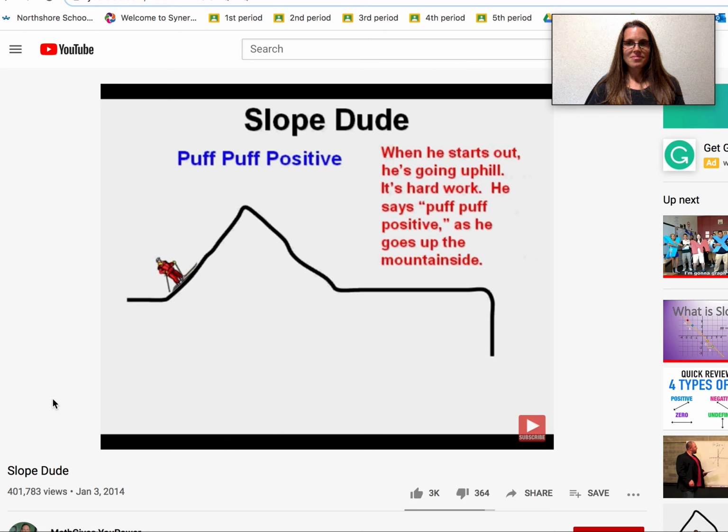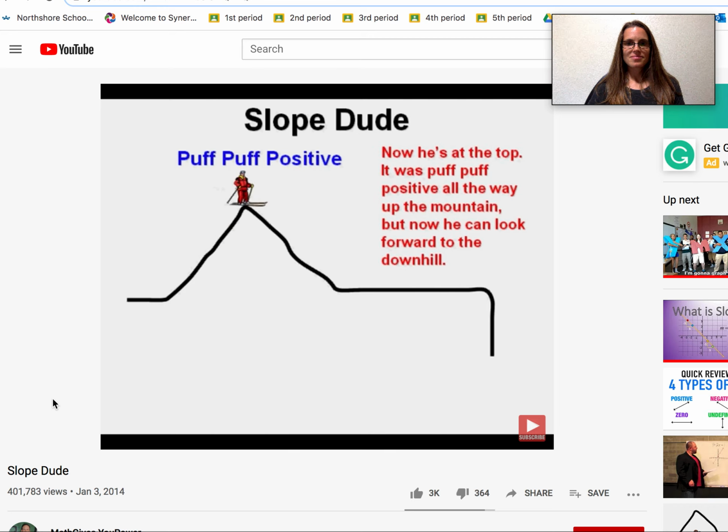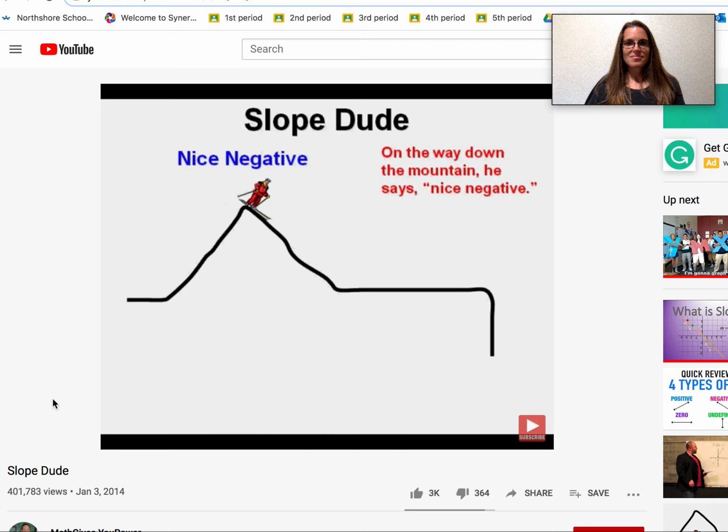When he starts out, he's going uphill. It's hard work. He says puff, puff, positive as he goes up the mountainside. Now he's at the top. It was puff, puff, positive all the way up the mountain. But now he can look forward to the downhill. On the way down the mountain, he says, nice, negative, nice, negative.